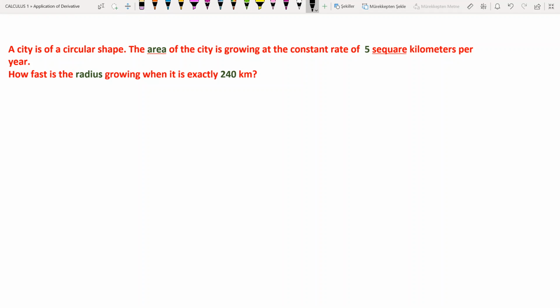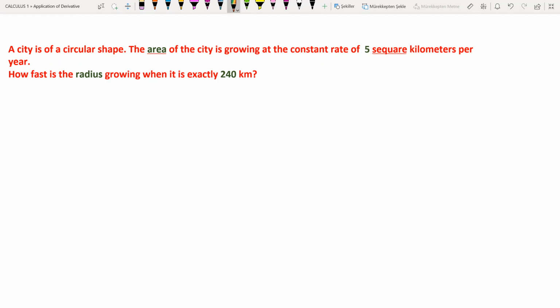A city is of a circular shape. The area of the city is growing at the constant rate of 5 square kilometers per year. How fast is the radius growing when it's exactly 240 kilometers? So we have a city which is a circular shape.